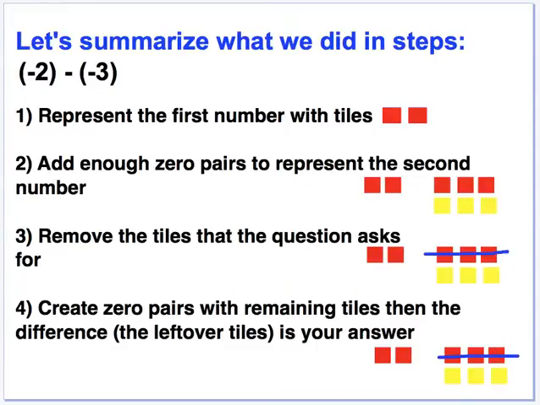Then it says create 0 pairs with the remaining tiles. Okay, so I'm going to take these 2 over here. I'm going to line them up in front of this. And I'm going to show Monsieur that I understand the concept of 0 pairs. I'm going to circle these because those are 0 pairs. And my remainder is the leftover tiles, which is that positive 1. So this is a really good summary of how to do this.